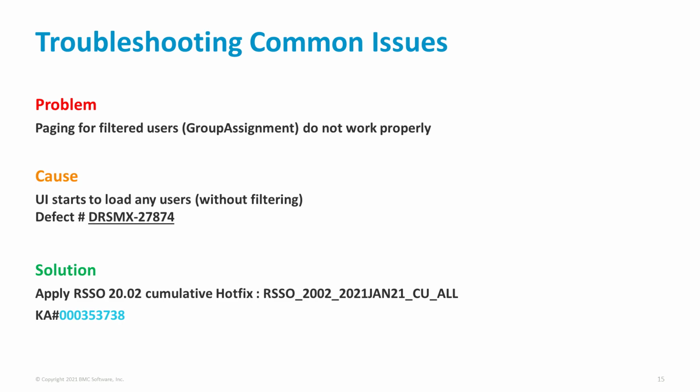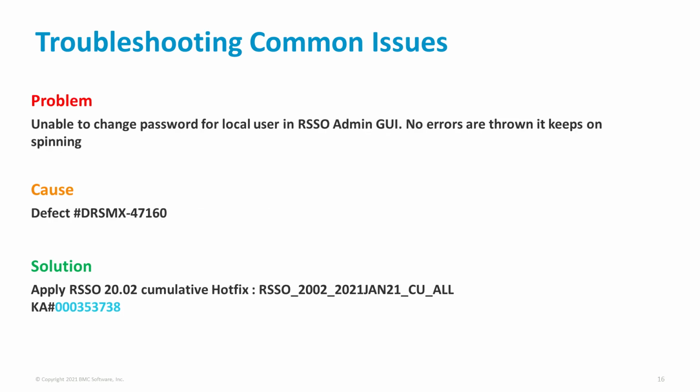While assigning a local user group to a local user in Remedy RSSO admin console, the user list may not be populated appropriately. This issue wasn't fixed in earlier versions due to some design limitation from the UI side, which is now fixed as a part of RSSO 2002 cumulative hotfix. Another common issue could be changing the local user password in RSSO admin console. You may not see any errors, but it will keep on spinning. This is another defect which has been fixed as a part of RSSO 2002 cumulative hotfix.